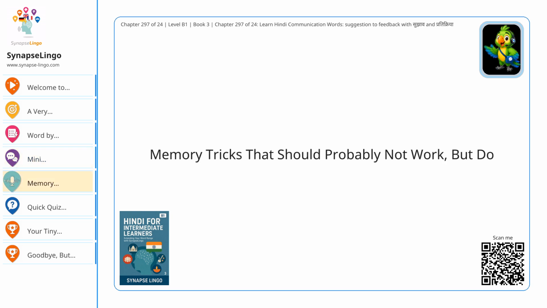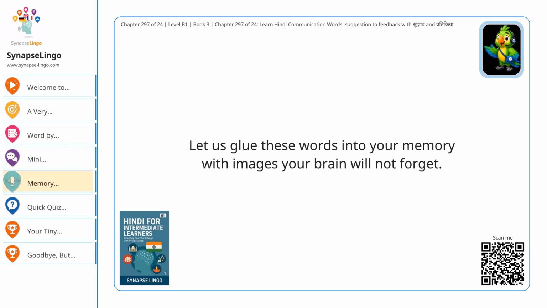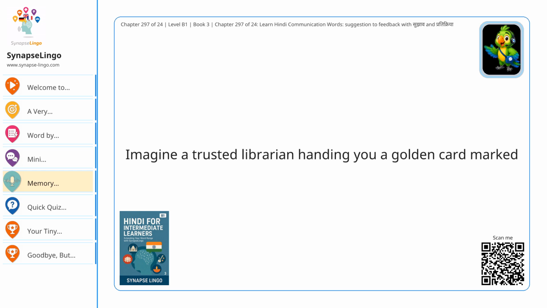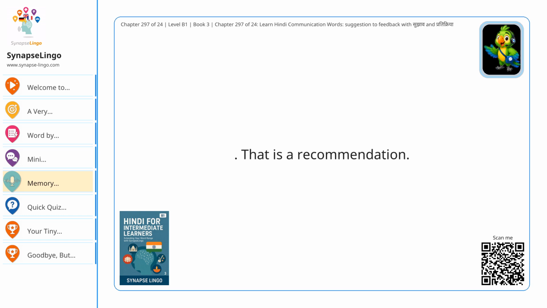Memory tricks that should probably not work, but do. Let us glue these words into your memory with images your brain will not forget. If your imagination is weird, perfect. Picture a giant light bulb over a desk labeled सुझाव. A suggestion is a bright idea. Imagine a trusted librarian handing you a golden card marked सिफारिश. That is a recommendation. See a huge flashing red sign yelling चेतावनी. That is your warning.